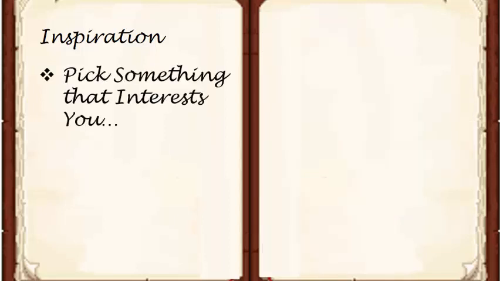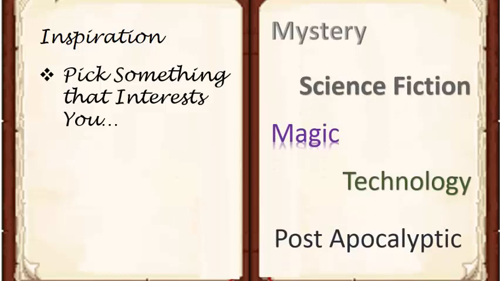Pick something that interests you. If you want to just sit down and think, okay, I want to write a story, definitely pick something that interests you. Maybe you like mysteries, like me. Maybe you like science fiction, magic, technology. Maybe you like post-apocalyptic things with zombies and everything. It's really up to you. You want to do something that you're going to enjoy yourself because you're going to be working on it for a long time.